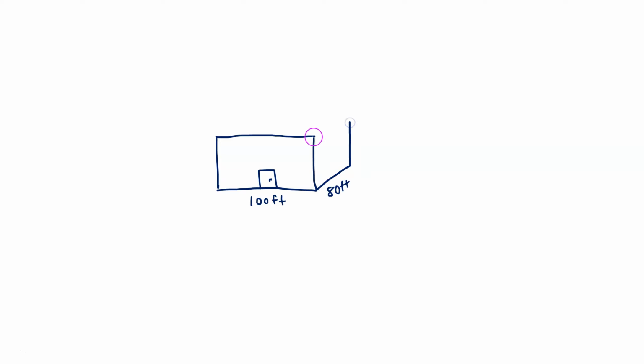In this video, we're going to look at lateral surface area and total surface area. So let's say we have a building, and the building has a front that is 100 feet wide, and then it goes back 80 feet. And we'll say it just has a flat roof. Oh, and we'll say it's going to be 20 feet high.